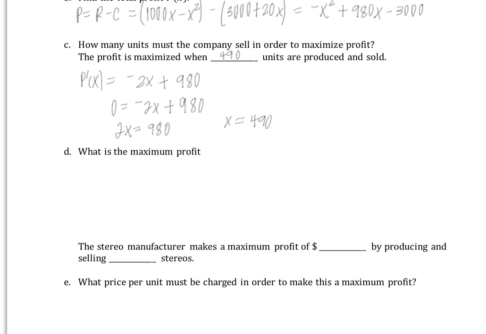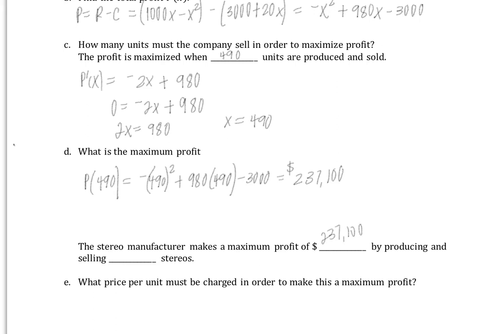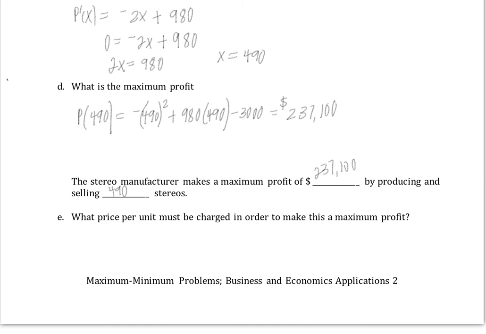So let's see what we get. So I get $237,100 for that maximum profit. So let's figure out this sentence. The stereo manufacturer makes a maximum profit of that $237,100 by producing 490 stereos. This is redundant. What price per unit must be charged in order to make this a maximum profit?